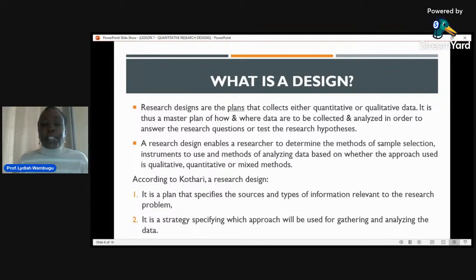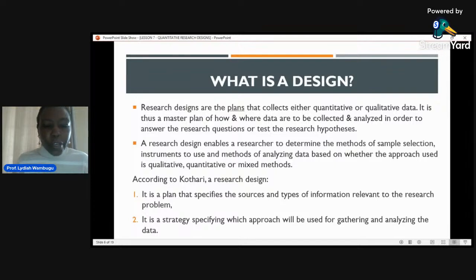Some researchers will say it is a master plan of how and where data are to be collected. When we say how and where, how means which methods, where means what is the population, where it will be collected and analyzed in order to answer the research questions or test the research hypothesis. So in brief, a research design enables a researcher to determine the methods of sample selection, instruments to use, and methods of analysis, based on whether the approach used will be quali, quanti, or mixed methods.